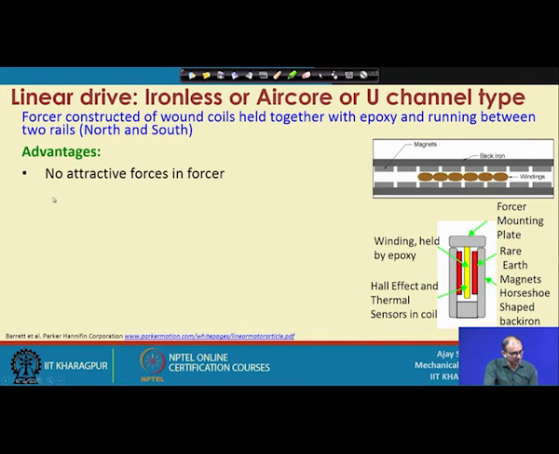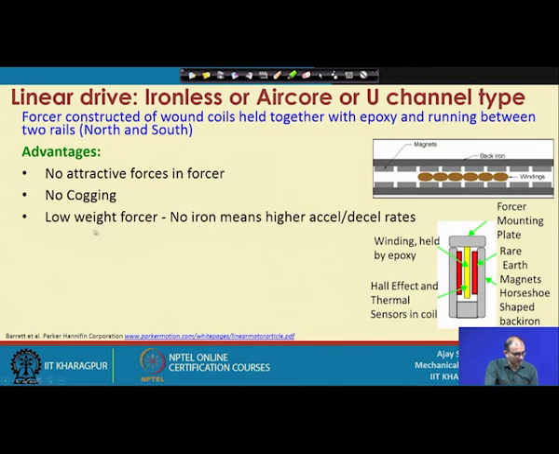What are the advantages here? Now we are writing ironless, so we are not using iron. Once iron is absent, you will not get the cogging motion or the attractive force between the two parts. Low weight forcer, because no iron means high acceleration and deceleration are possible here. This is the motor which can be used for very highly precise motion, where you need very high acceleration and sudden deceleration, so that you will not get any type of motion error. So, that is a very good motor, and it has a low weight forcer.